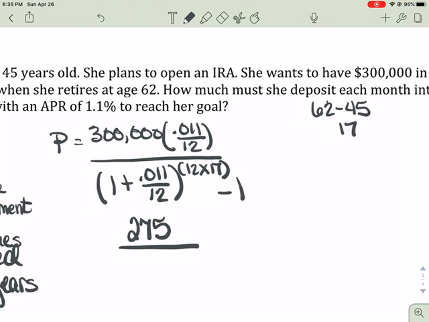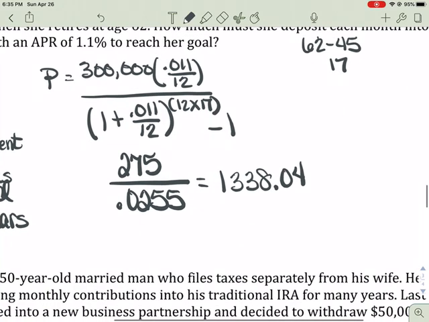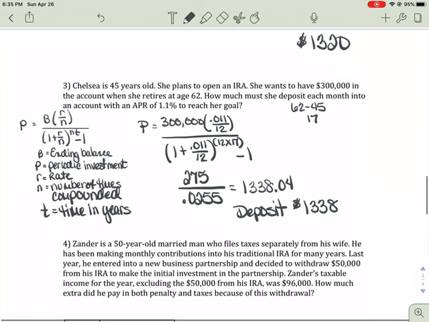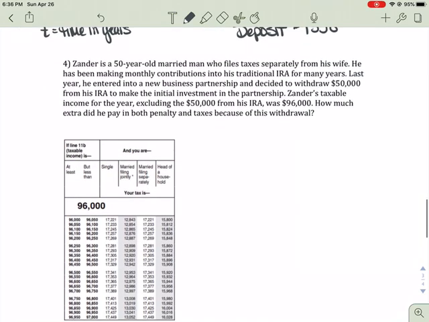And then minus 1. So I get this decimal. Okay, so we're going to take 275 divided by that. And I got $1,338.04. Okay, so we can say she has to deposit, let's round to the nearest dollar, $1,338 every month for her to be at $300,000 when she retires.